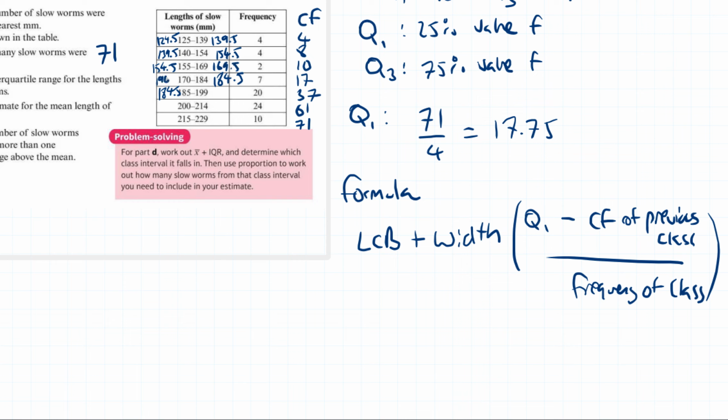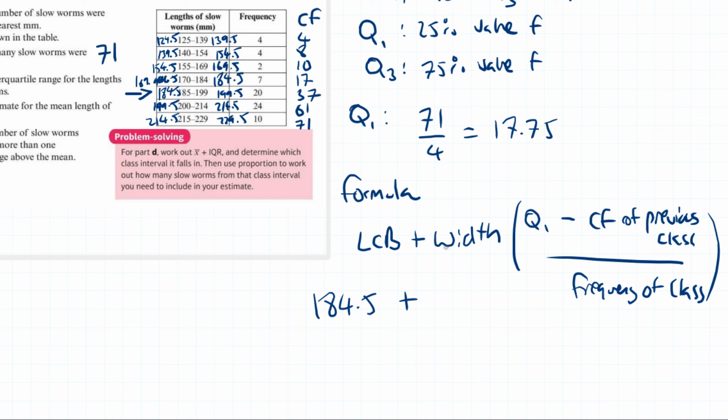So 169.5, and then 199.5, 199.5, 214.5, 214.5, and 229.5. Here, the lower class bound in the class that we're interested in, the 185 to 199 class, because that's the next one above 17, is going to be 184.5.